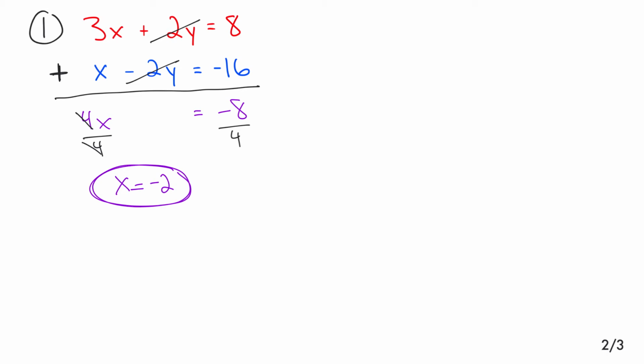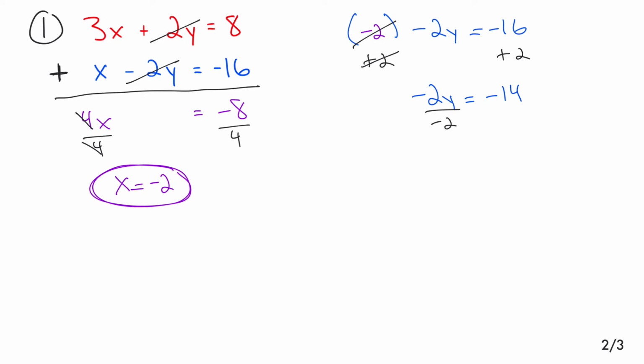To find the value of y, I take that negative 2 and plug it into either the blue equation or the red one. It does not matter. I'm going to plug it into the blue one because it's got smaller numbers. So instead of x, I'm going to put a negative 2, minus 2y equals negative 16. I'm going to add the 2 to the other side and get negative 14. Negative 2y is equal to negative 14. Get rid of the negative 2 in front of the y by dividing both sides by negative 2. And that will give us y is equal to 7.